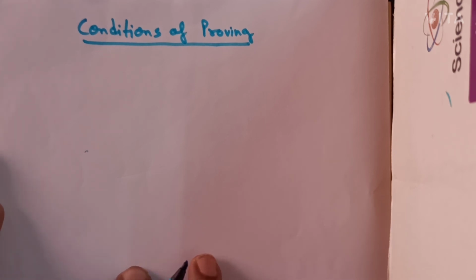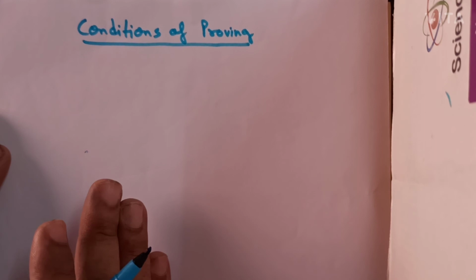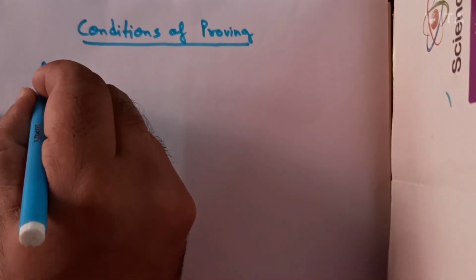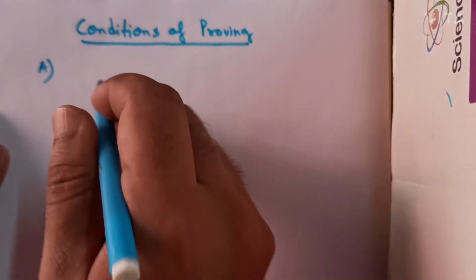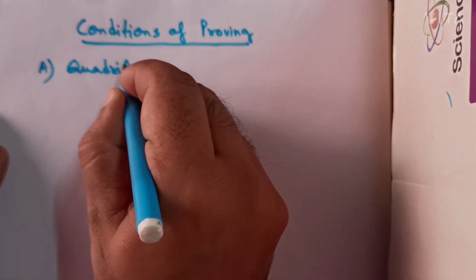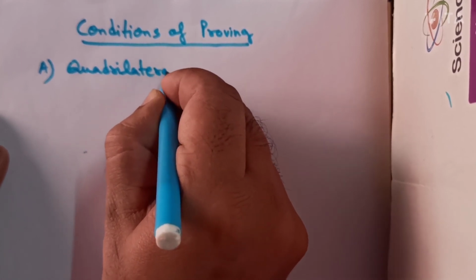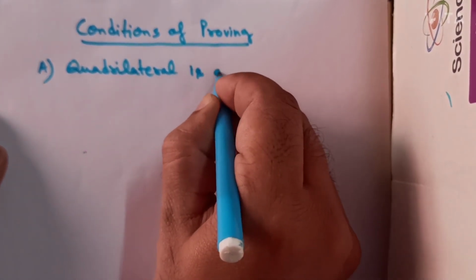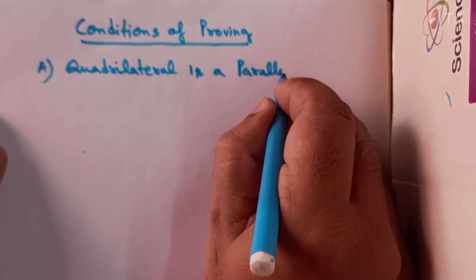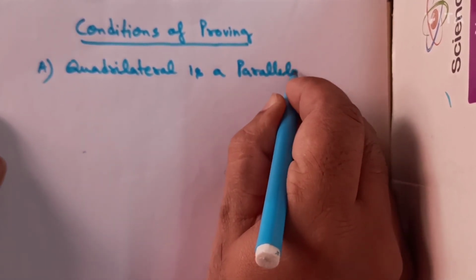So here we will be discussing the different conditions of proving different things, like how we can prove that a given quadrilateral is a parallelogram. First, A, conditions of proving a quadrilateral is a parallelogram. So how can we prove that a quadrilateral is a parallelogram?